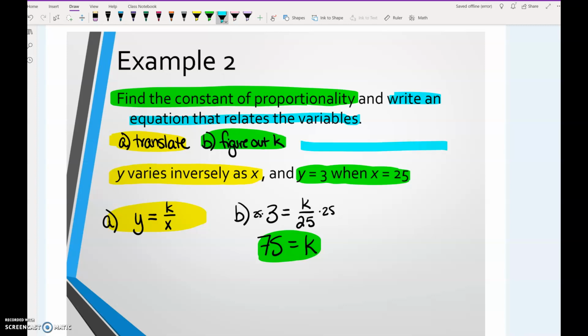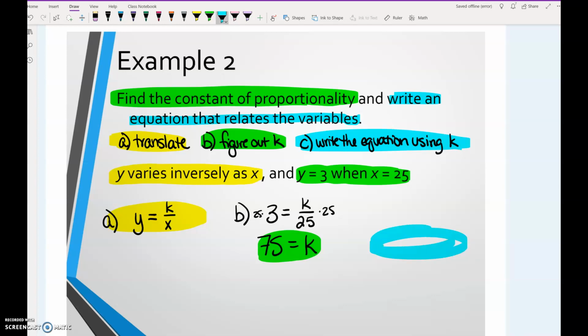Part C is the part that everybody forgets to do. Part C is to write the equation using the K that we now know. So part C, we now know that K is 75, so Y equals 75 divided by X.